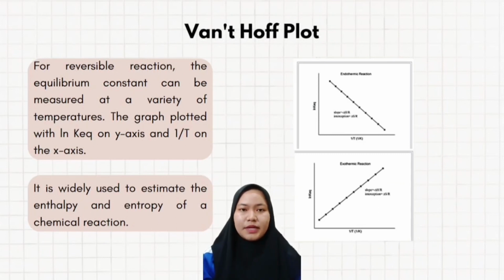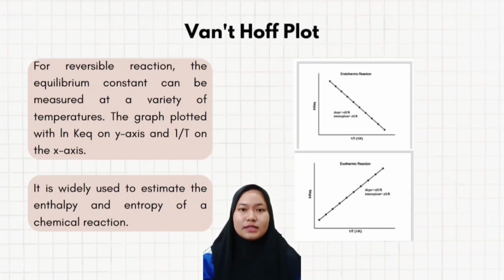Lastly, I'm going to explain about the Van Hoff plot. For a reversible reaction, the equilibrium constants can be measured at a variety of temperatures. The graph is plotted with ln K on the y-axis and 1 over temperature on the x-axis. It is widely used to estimate the enthalpy and also the entropy of a chemical reaction.